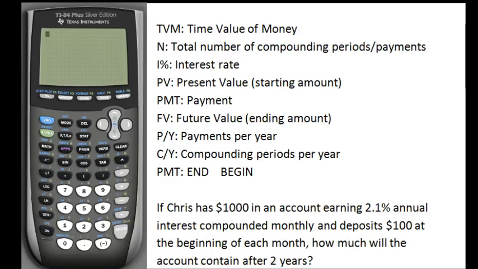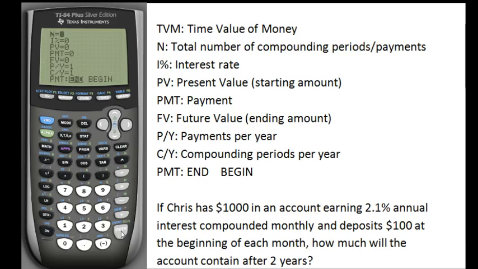In this video, we'll be looking at the TVM Solver in the graphing calculator. To get to the TVM Solver, we'll hit the Apps button on the calculator. We'll then select Finance, and then TVM Solver. TVM stands for the time value of money and will be used for most problems that deal with compound interest.